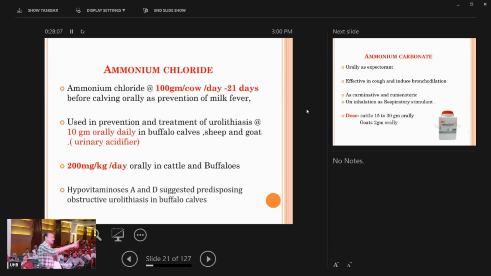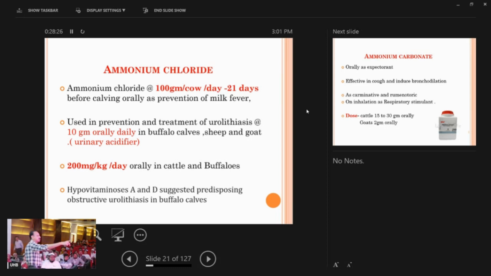For example, you are giving ammonium chloride orally for 10 days. You want to check whether the system has developed metabolic acidosis or not. By simply using the pH paper, you can see whether the metabolic acidosis has developed there or not. According to the pH paper, you can interpret. So I will tell you that.